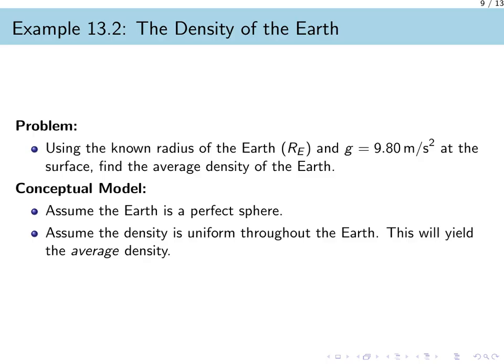This assumption is a key simplification. We know the Earth's core is much denser than its crust, so the density is not actually uniform. Because of this, our calculation will yield the average density for the planet as a whole, not the density at any one specific location. This model provides the necessary starting point to connect the surface value of g to the overall mass and volume of the Earth.